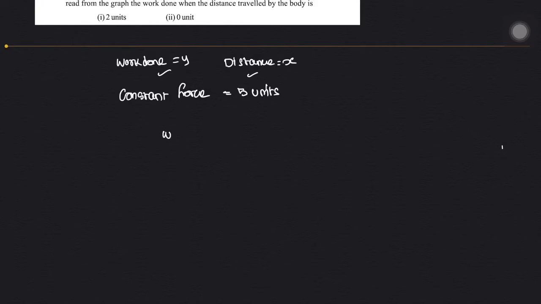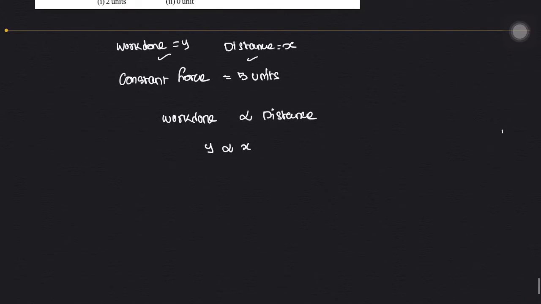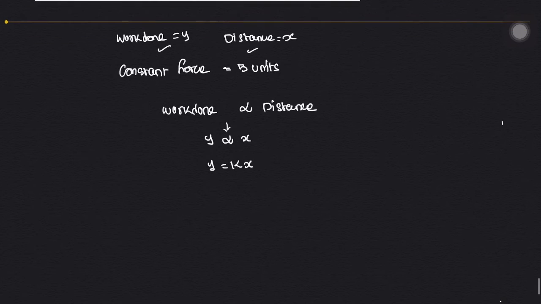That means y is directly proportional to x. But here the constant force is 5 units. So we remove the proportionality sign and write y is equal to k times x. Here k is the constant value, and the value is 5 units in the question. Replacing k with 5, the final equation is y is equal to 5x. So this is the linear equation in two variables.